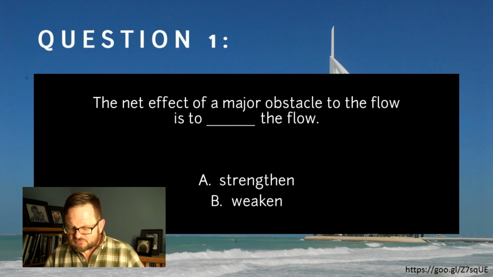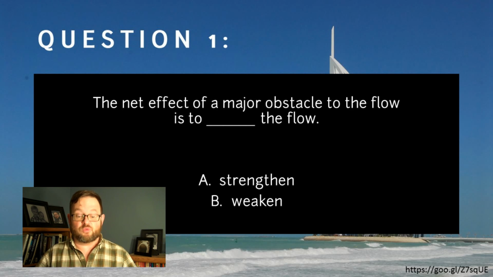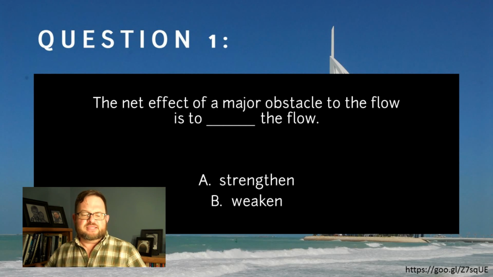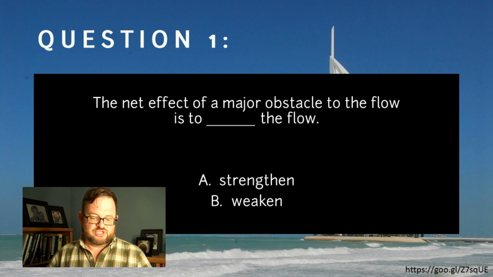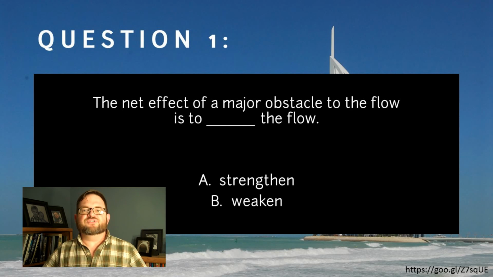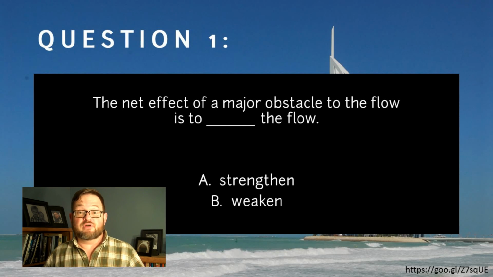Let's actually take advantage of this time here at the end of our lecture to have a few quick questions. Question 1. The net effect of a major obstacle to the flow, like a building or whatever, is to blank the flow, strengthen it or weaken it. Okay, make a choice from those two options and get a little feedback before you move on to question 2.